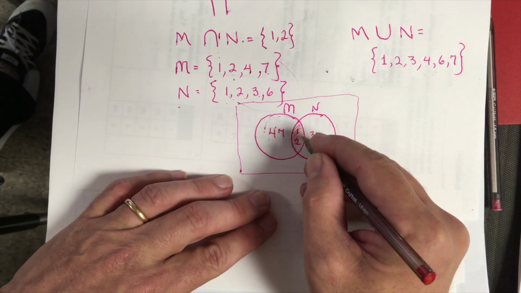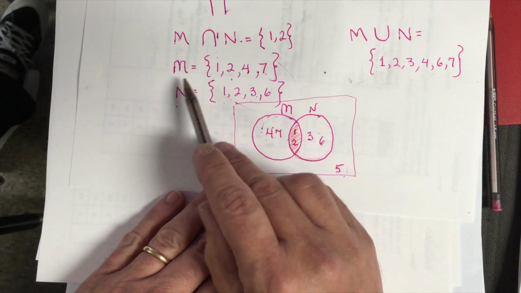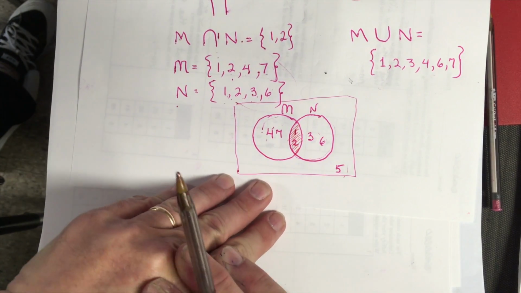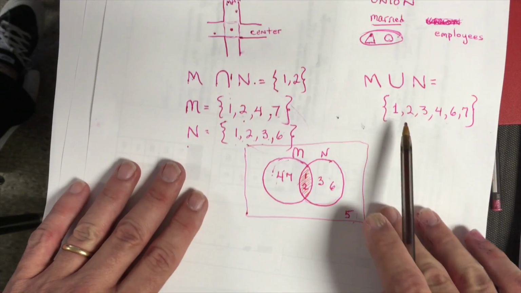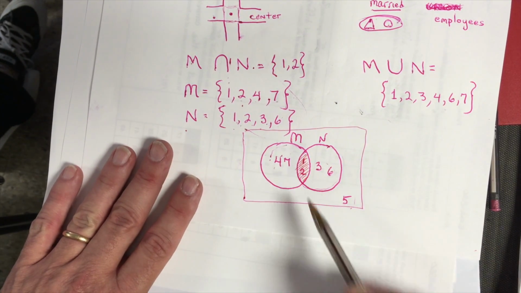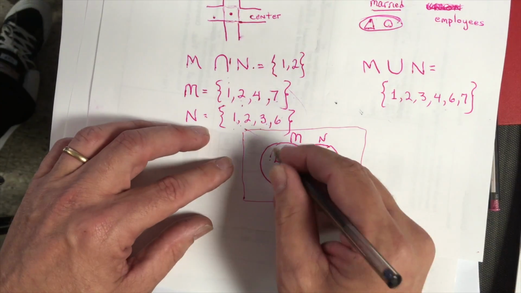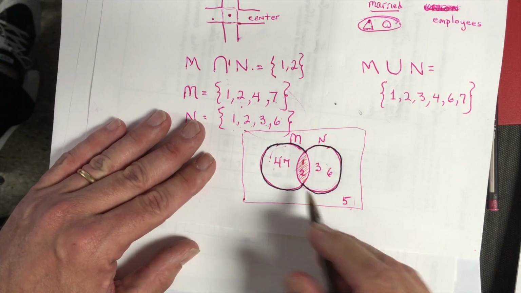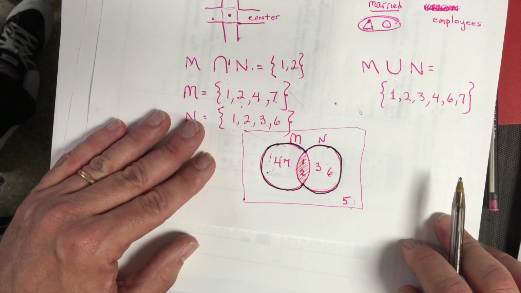This part right here, that part right there is the intersection, the overlap, the place where both roads cross, the place where both circles overlap. This right here is the union, where all of this stuff is in it.